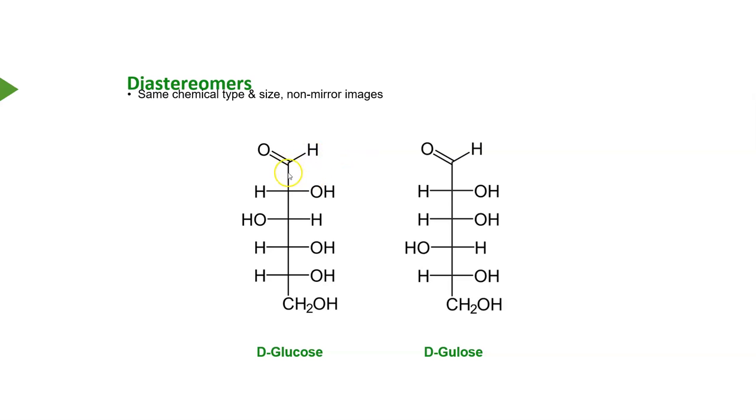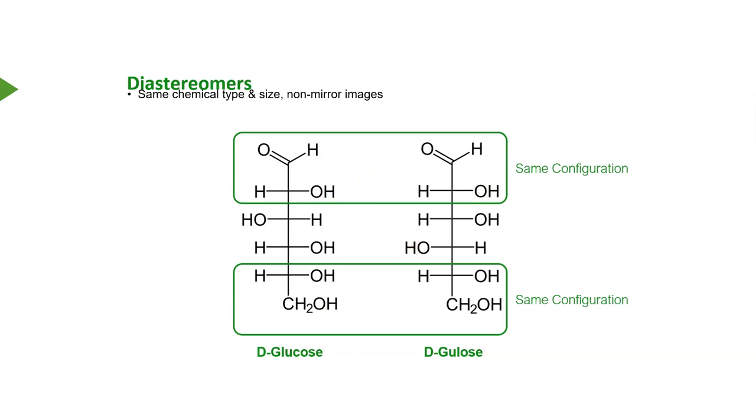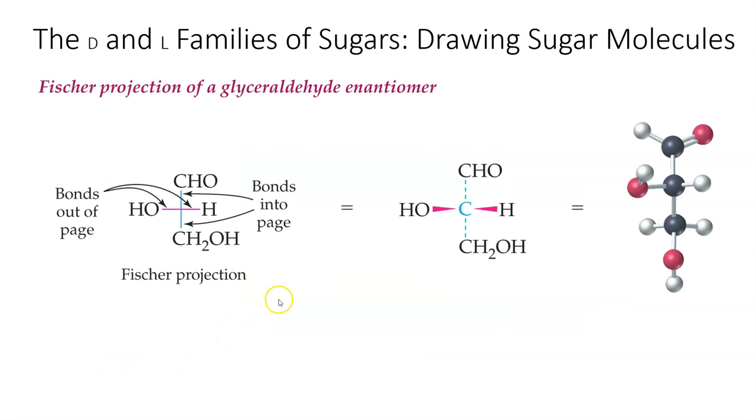But this is a hexose, so it's a similar type of molecule, but we have differences in how these are organized. And we can see here, if we have the same configuration in these carbons, but then mirror images in between. So that's the difference between an enantiomer, which is shown on the previous slide, and a diastereomer shown here.